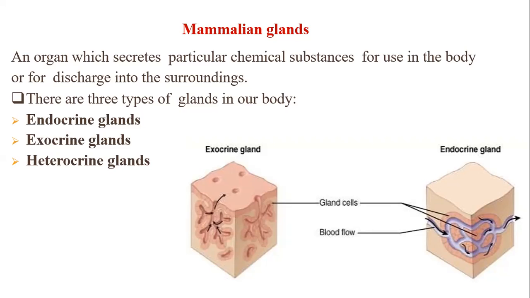Okay, in our body there are three types of glands. One is called endocrine gland, other is called exocrine gland, and third one is called heterocrine gland. So firstly we will understand what is meant by exocrine gland, what is meant by endocrine gland, and what are heterocrine glands, and how we have classified these. Let us first have a look at such glands.